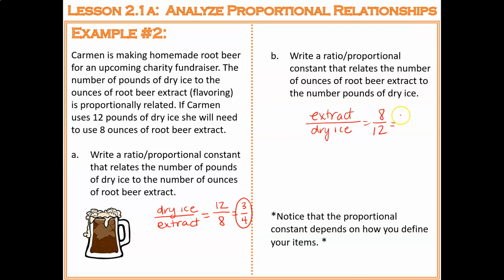And this time, this is 2, sorry. Going back, this is 2. So this will be 2/3. It's flipped upside down. So 3/2 for this one, 2/3 for this one. Okay, it's super important that your proportional constant depends on how you are reading this. Okay, so make sure you read this carefully.